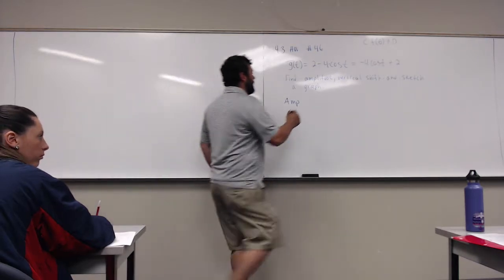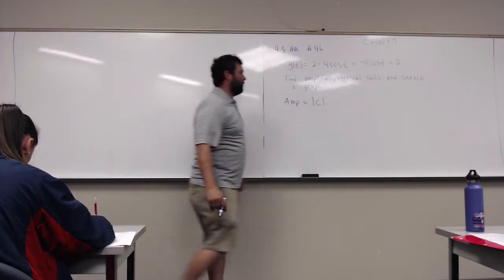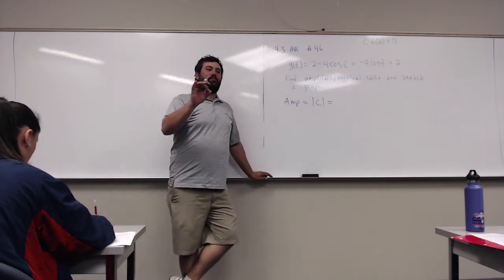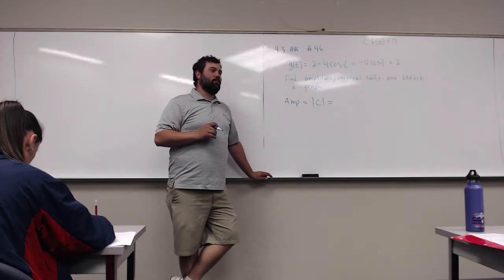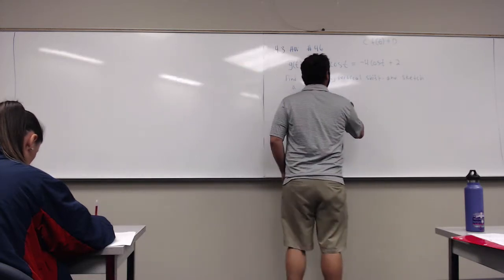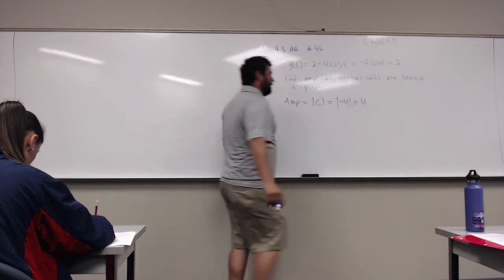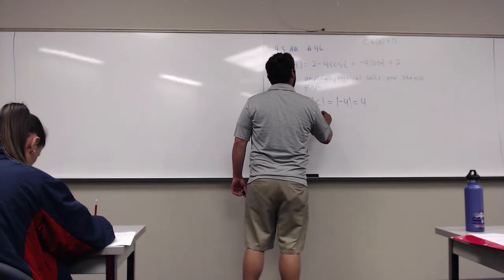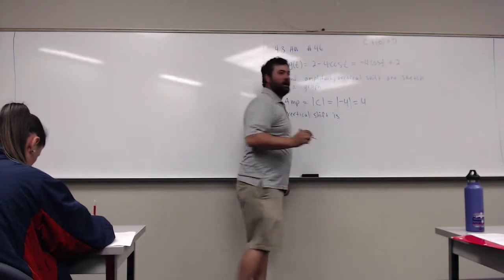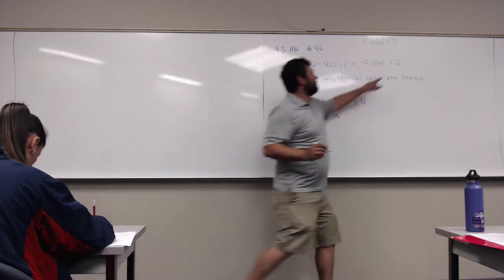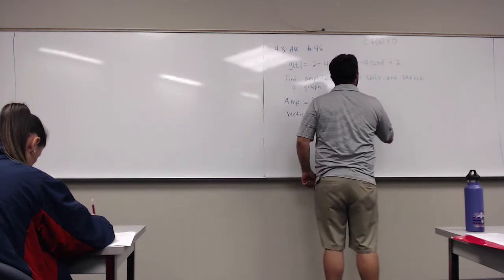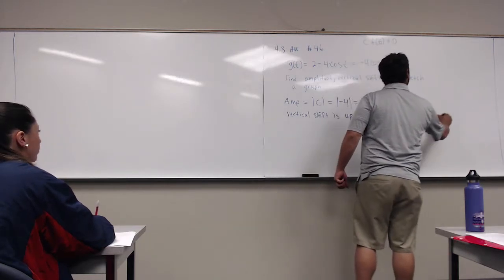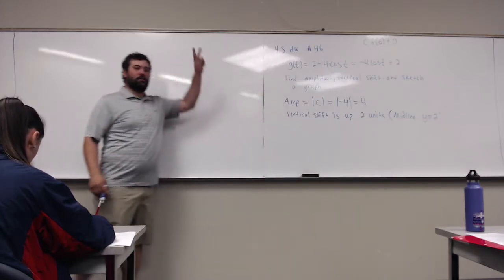Okay. So the amplitude's always the absolute value of the vertical stretch factor c. The amplitude's always going to be positive. I saw a few people write their amplitudes as negative numbers. You need to remember to take the absolute value of c. The absolute value of negative 4 is positive 4. And then the vertical shift is up or down. It's going to be up because of this plus 2. It's going to be up 2 units. Or if you like, the midline, the middle value of this function is going to be positive 2.